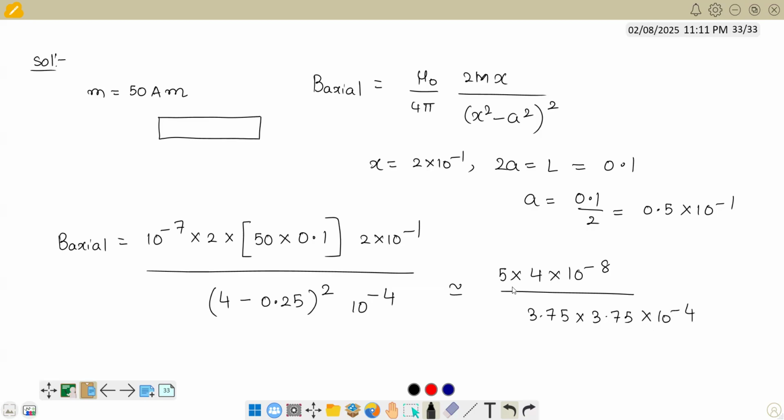Generally, these kinds of questions won't come in competitive examinations. Maybe in boards or something like that, we might get it. So if I solve this, I will use a calculator to get this result. So 20 divided by 3.75 into 3.75, we get a value 1.42 into 10 power minus 4 Tesla.